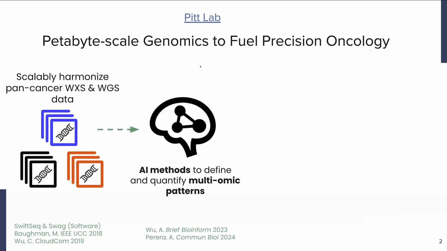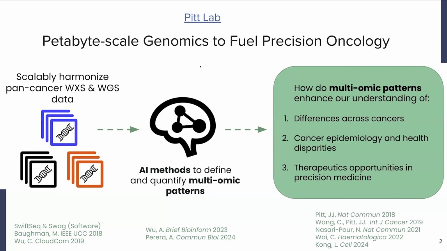So at Pitt Lab, we use computational approaches to understand multi-omic genome instability patterns in cancer. This requires a lot of data. So one of our side projects is to build and use scalable workflows for processing genomes from cancer patients. With the resulting variant calls, we use novel AI approaches to get a unique perspective on multi-omic patterns. Then we leverage this to enhance our understanding of differences in mutational processes across cancers and the implication of those patterns for precision oncology.